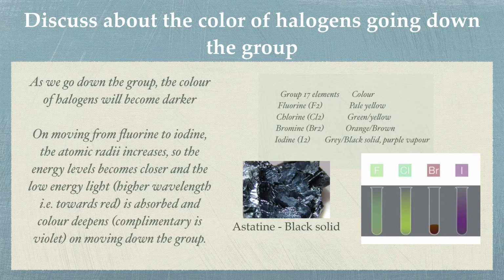As we go down the group, the color of halogens becomes darker. On moving from fluorine to iodine, the atomic radius increases, so the energy levels become closer and low energy light, with higher wavelength, is observed, and the color deepens on moving down the group. You can see from the pictures that fluorine is pale yellow while iodine is a black solid, so we can see how the color gradually deepens.